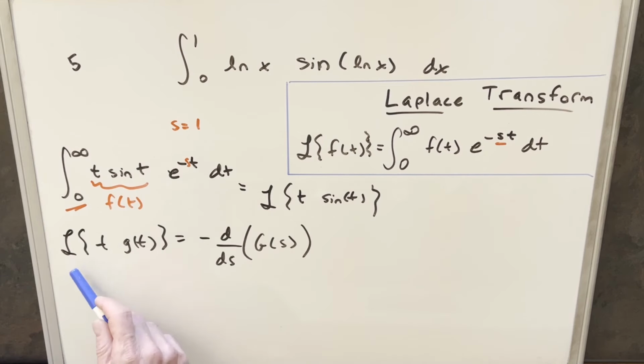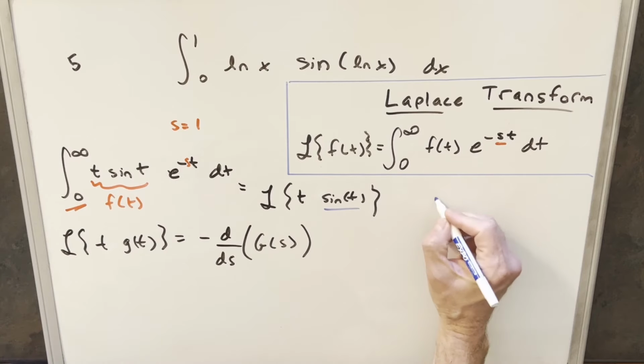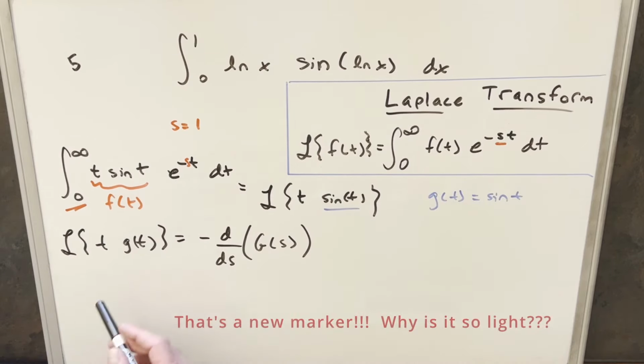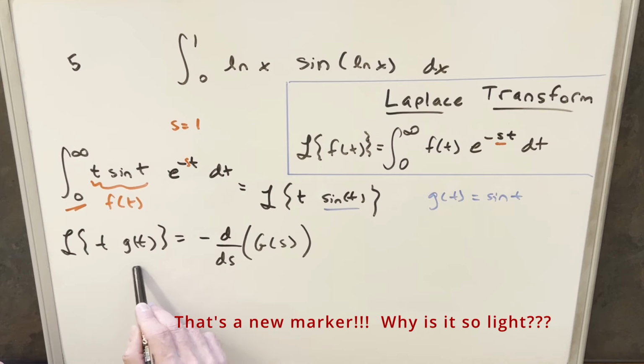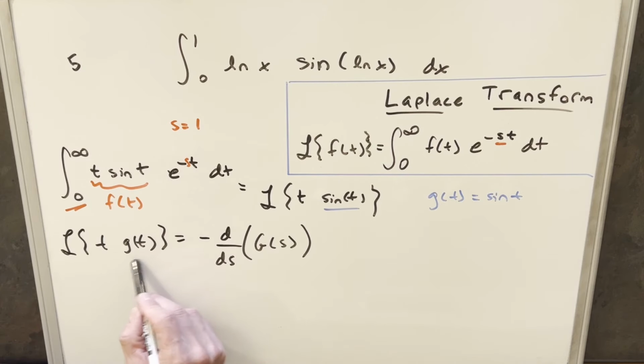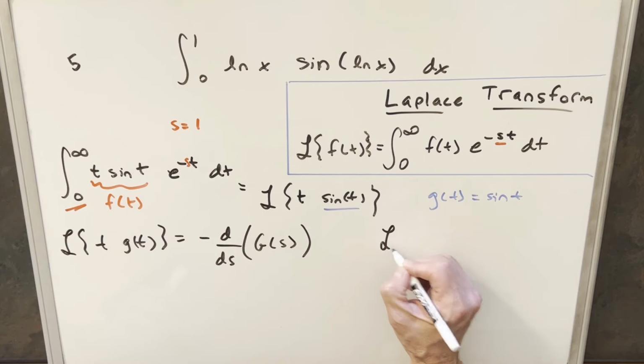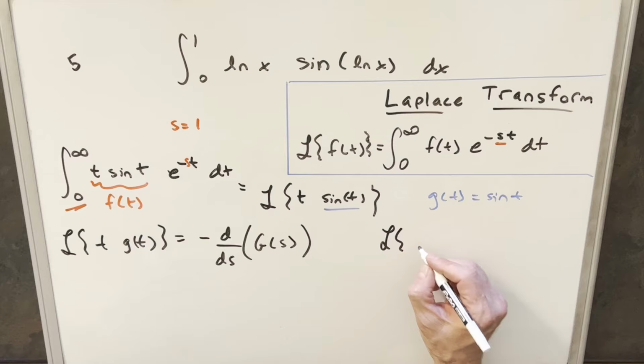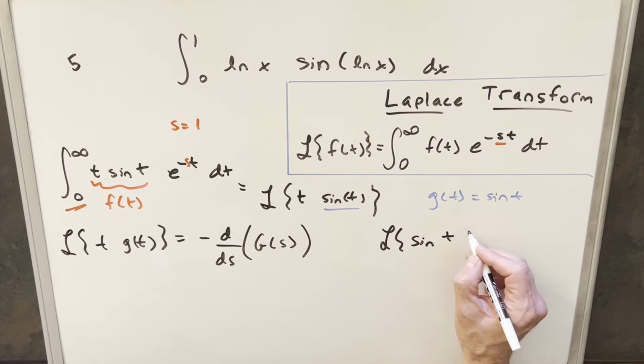So the formula we're going to use for the Laplace of t times some function g of t, where g of t is just going to be our sine t. So in order to find this value, what we're going to need to do is find minus 1 times the derivative of this G of s function. Well, this capital G here is just a way to indicate that we're looking for the Laplace of g of t, which is sine t. So we just need to find the Laplace of sine of t.